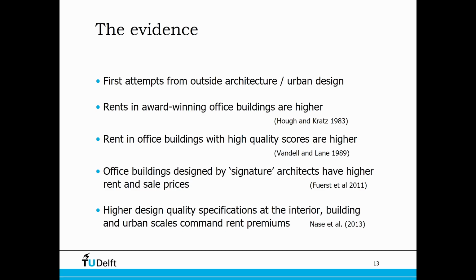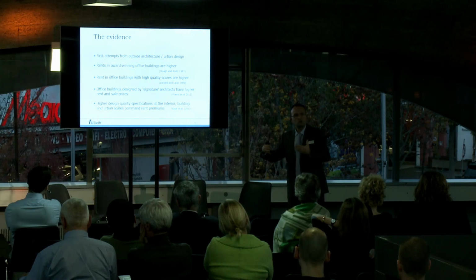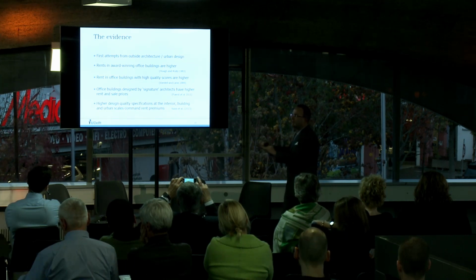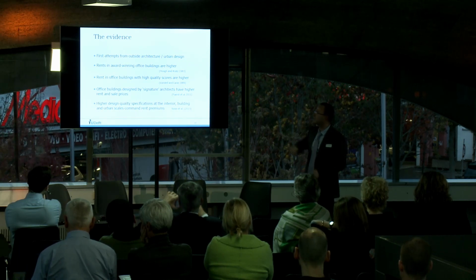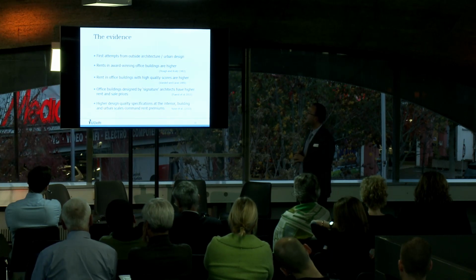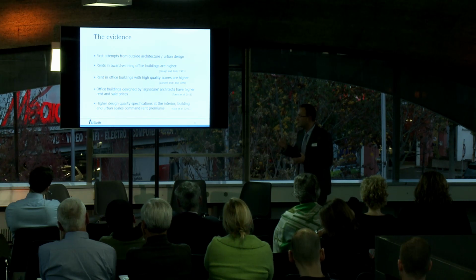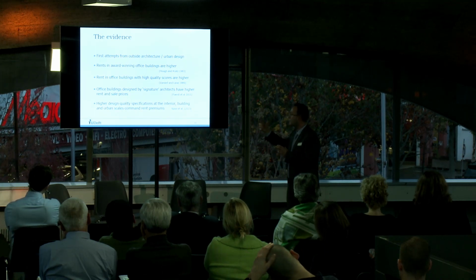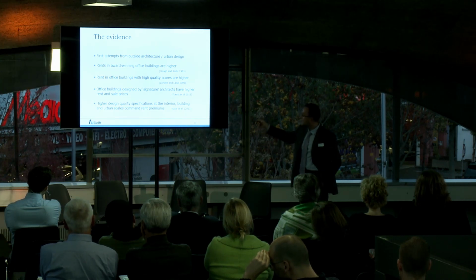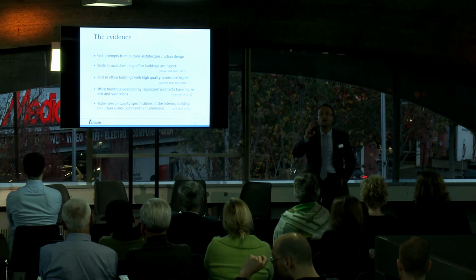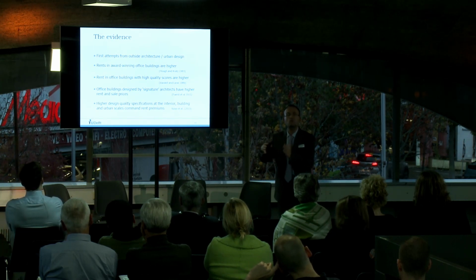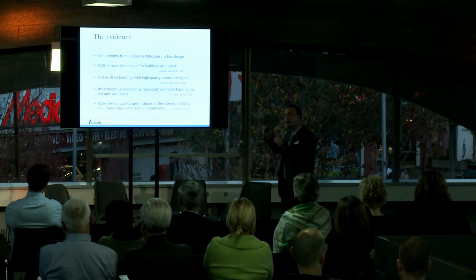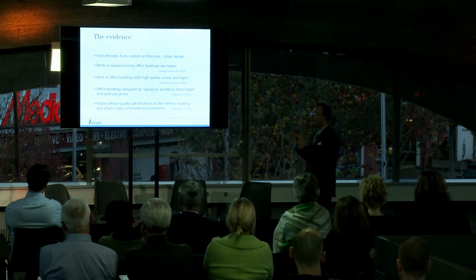It is no surprise that early work comes from researchers outside architecture or design studies. It's quite easy to use those proxies and put them in quantitative models. In the 80s, work in the States claimed that rents in award-winning offices are higher, and rents in offices that were graded higher by experts for quality design are higher as well. More recent studies particularly investigate signature architecture impact, so buildings designed by architects who have won a prize. There is evidence that those office buildings rent and sell for more than other office buildings in the same submarkets. So there's quite a good localized study.